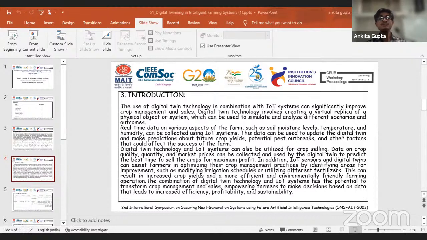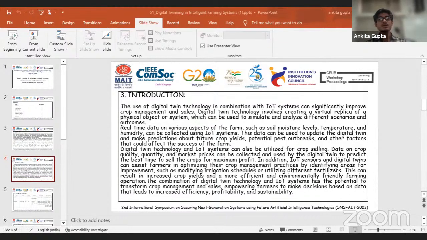Digital twin technology and IoT system can also be utilized for crop selling. Data on crop quality, quantity, and market price can be collected and used by the digital twin to predict the best time to sell the crop for maximum profit.